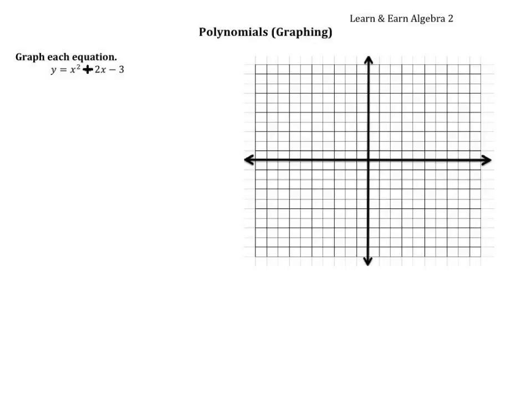In this lecture, we are going to look at graphing polynomials. So this first equation is a quadratic. It says y equals x squared plus 2x minus 3. The first thing that we need to do is find the x-intercepts. So I'm going to do that by using the quadratic formula.